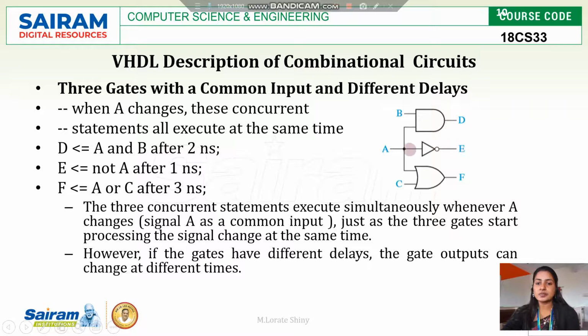Then E equal to not A after 1 nanosecond. So the delay time for the AND gate is 2 nanosecond, NOT gate is 1 nanosecond, and OR gate is 3 nanosecond. Then F equal to A or C after 3 nanosecond. So this is also over.